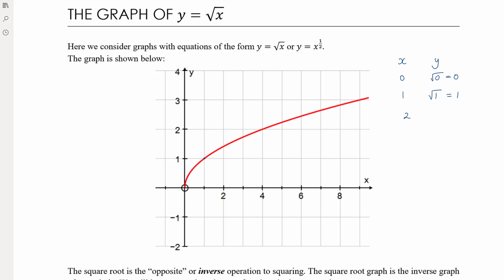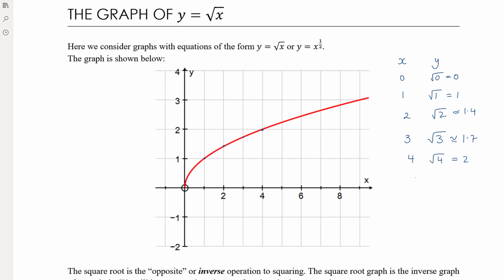When x is 2, y equals root 2. Root 2 is about 1.4, I think. So that's what we're seeing there. When x is 3, y is root 3, which is about 1.6, maybe 1.7. Let me have a quick look. Root 3, yeah, 1.7. So that's fitting with what we're seeing there, the point (3, 1.7). When x equals 4, y equals root 4, which is 2. We go through the point (4, 2).